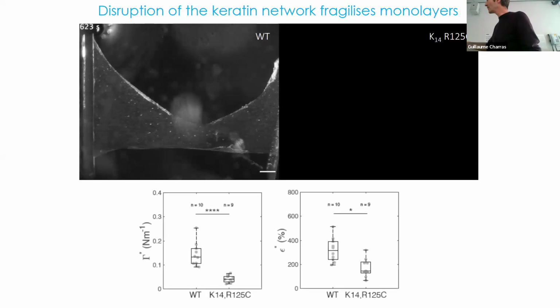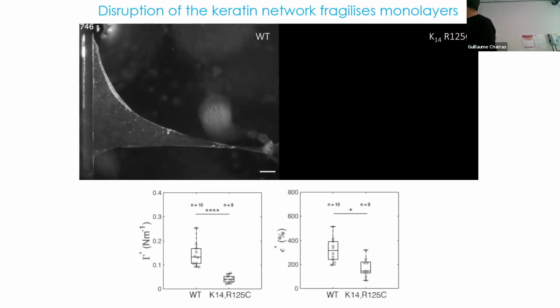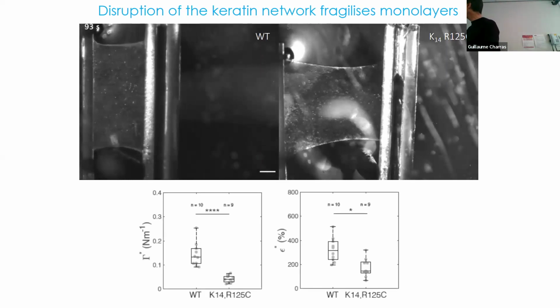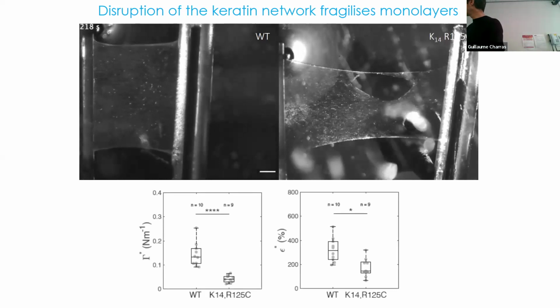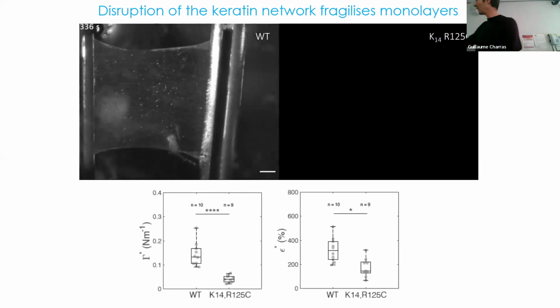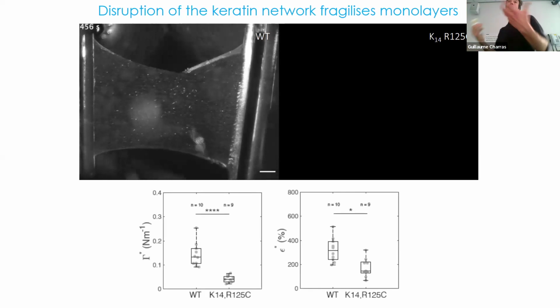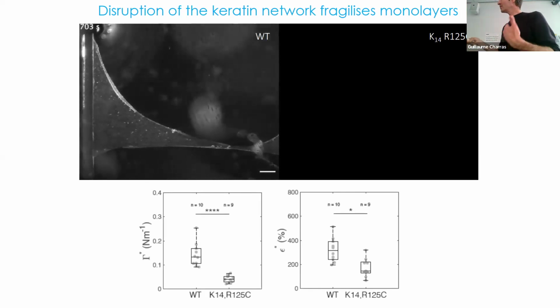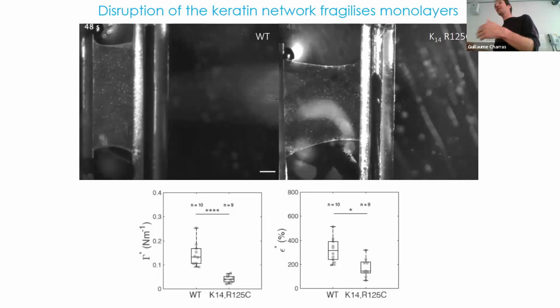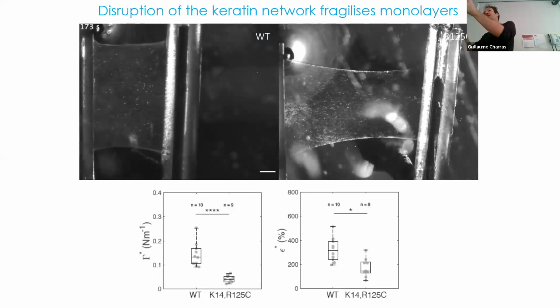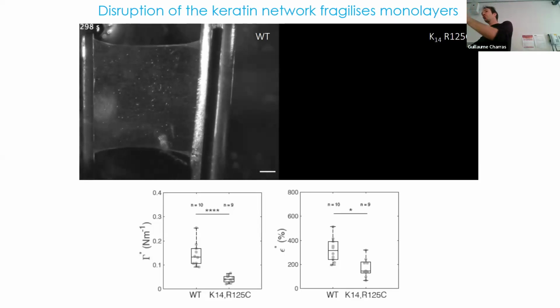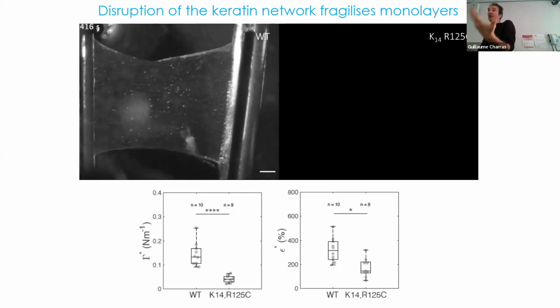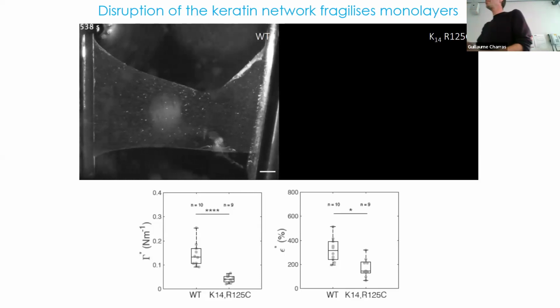You can, of course, quantify that by looking at the rupture tension and the rupture strain. And you can see that you've got lower rupture tension and lower rupture strain. So essentially, you've got a more fragile tissue. If we also deplete desmoplakin, which is a way of interfacing the intermediate filaments to the cell junctions, we get the same type of phenomenon.